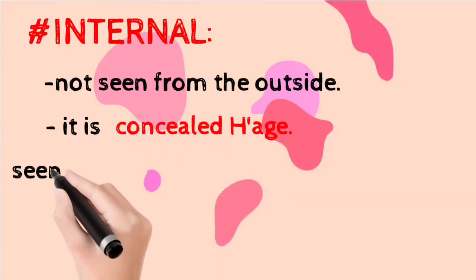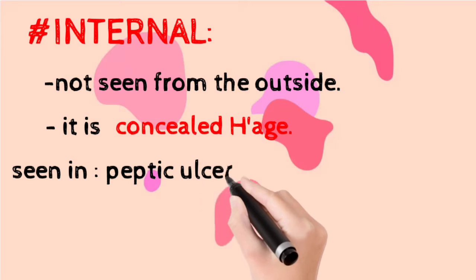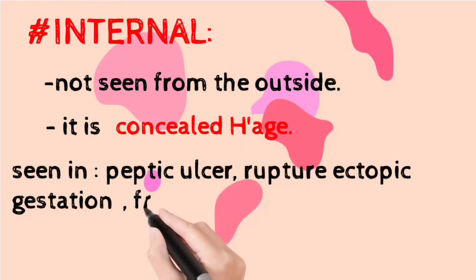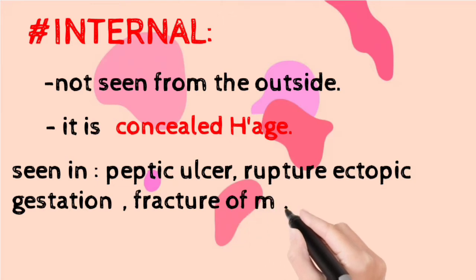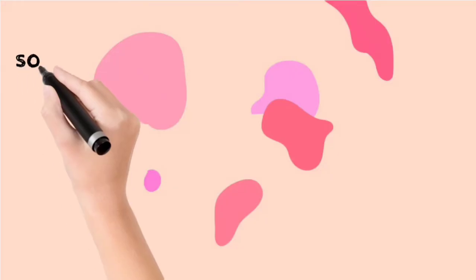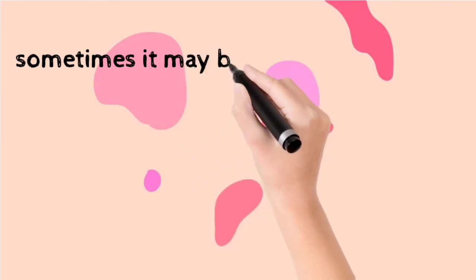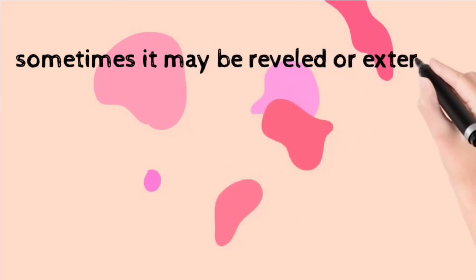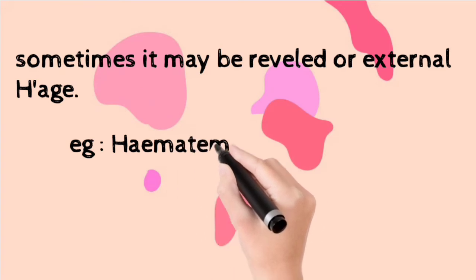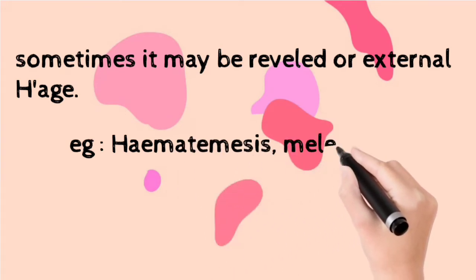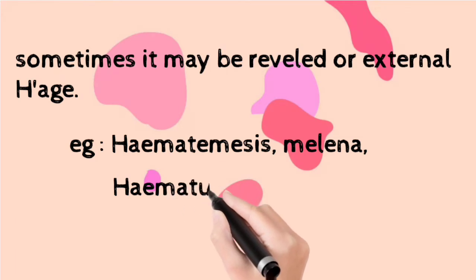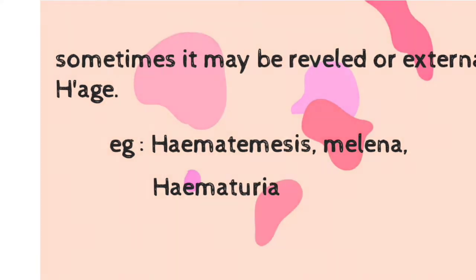This type of internal hemorrhage we can see in peptic ulcer, ruptured ectopic gestation and fracture of the major bones. Sometimes it may be revealed or an external hemorrhage. Examples like hematemesis means presence of the blood in the vomiting, melena means presence of the blood in the stool, and hematuria means the presence of the blood in the urine.